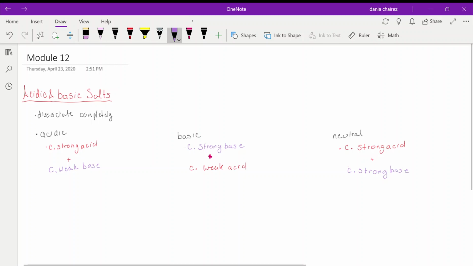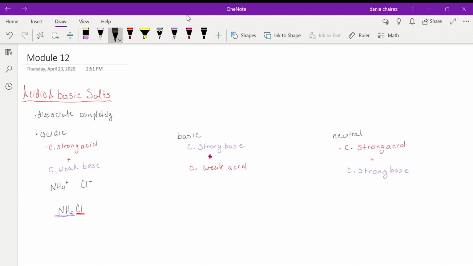So essentially what that means is that, take for instance an acidic salt. A weak base would be ammonia, right? And the conjugate of ammonia would be NH4 plus. And then the conjugate of a strong acid, let's say hydrochloric, would be Cl minus. So the acidic salt would be NH4Cl, also known as ammonium chloride. And like I said, this is our conjugate of a weak base, and this is our conjugate of a strong acid.